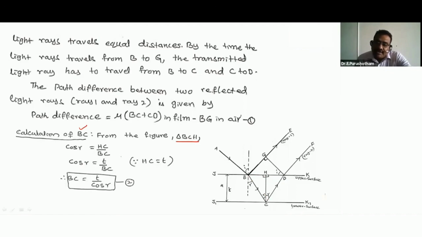One second. Here this is the right angle, and we take this as the angle. This is HC, the adjacent side, not opposite, adjacent side by hypotenuse BC. Cos R is equal to adjacent side by hypotenuse, so HC by BC. What is this HC value? T, the thickness. So cos R is equal to HC by BC, T by BC. So BC is equal to T by cos R. That is equation number 2.